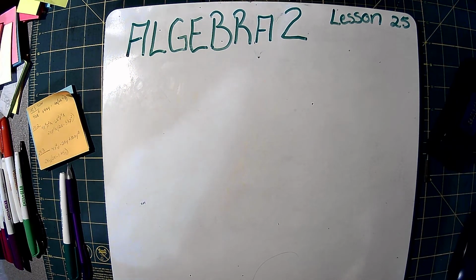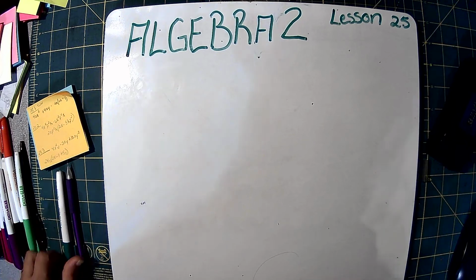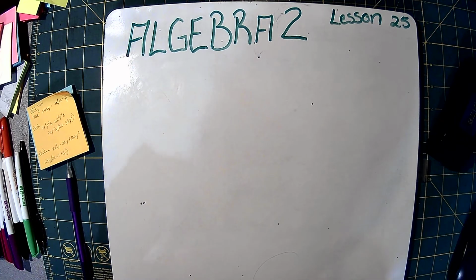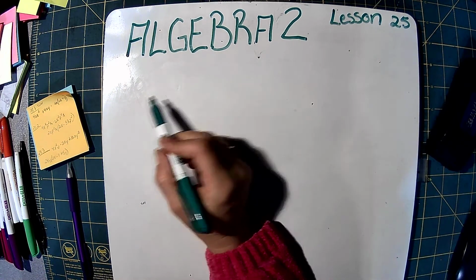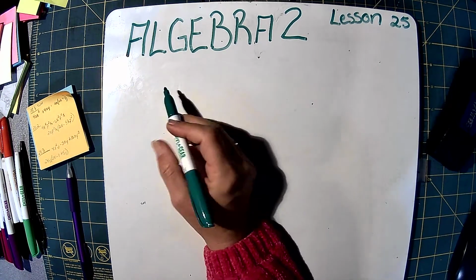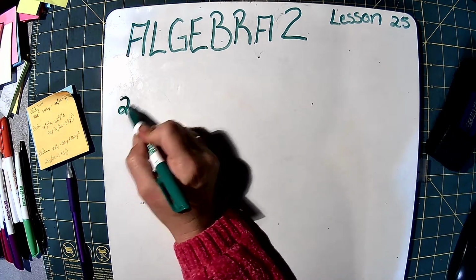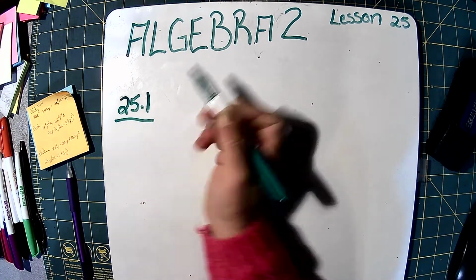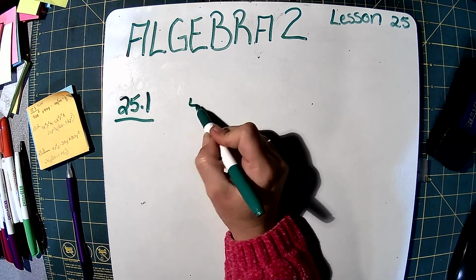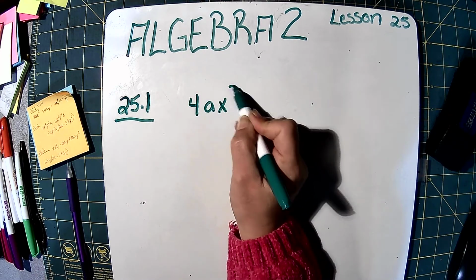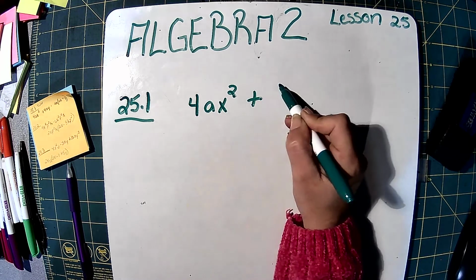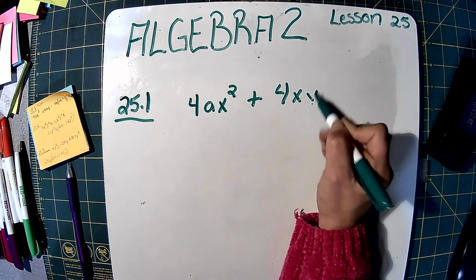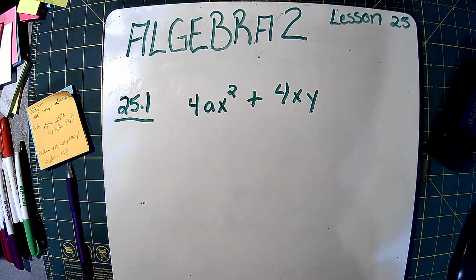This is Algebra 2, Lesson 25, and we're going to be talking about factoring. So when we're factoring, we're doing kind of like undoing what we do when we rainbow something. 25.1 asks us for the factors of 4ax squared plus 4xy. Okay, and we're supposed to pull factors out of that.